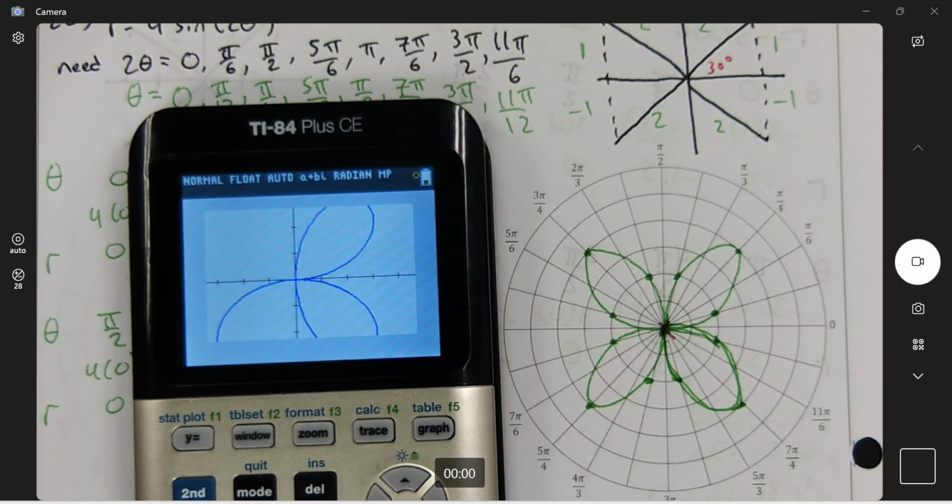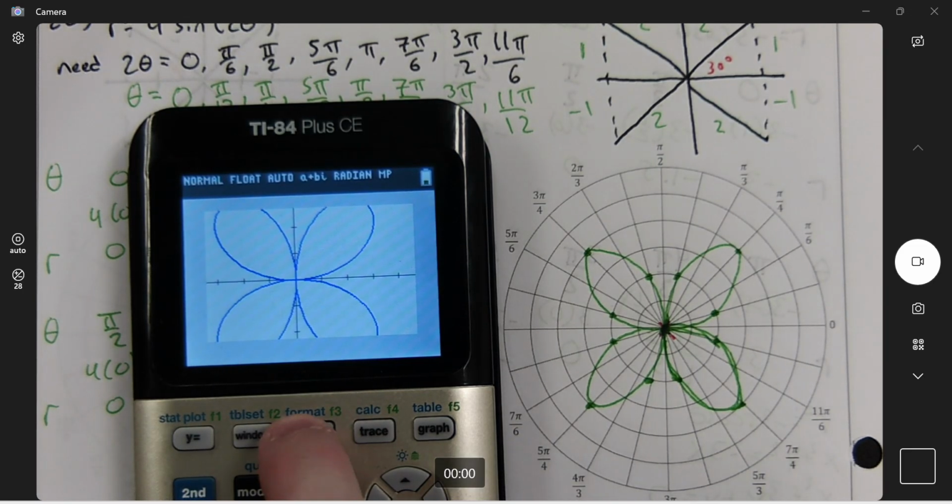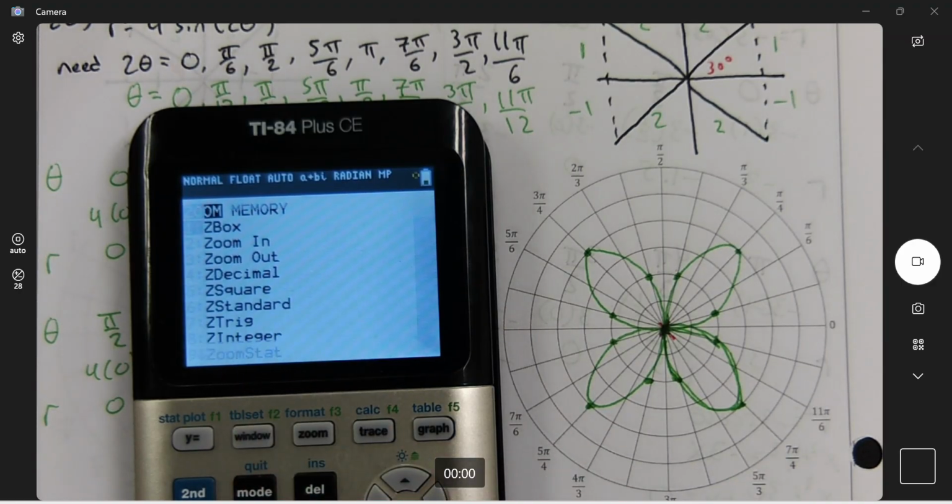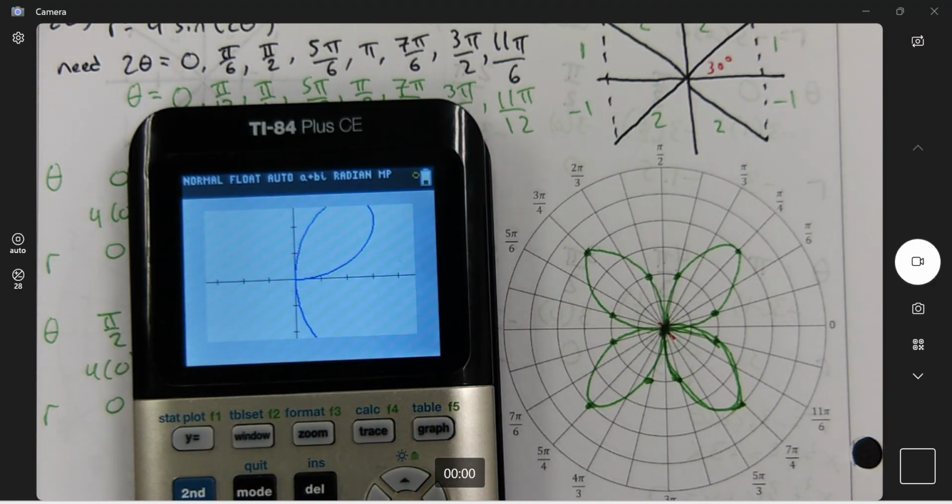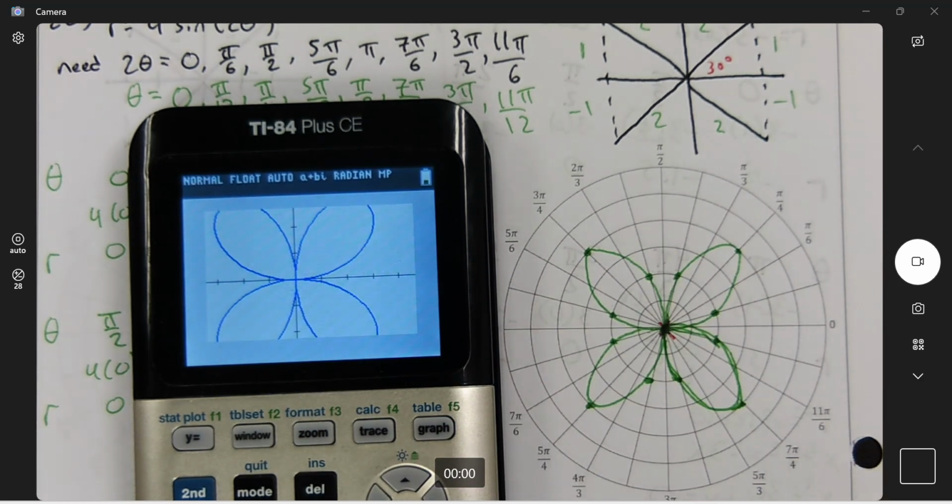Oh, of course, my window's not large enough. But you see what happened? Zoom square. That didn't help at all. How was that square? It's offset. That's stupid. Well, you get the idea, right? See it? Pretty neat, huh?